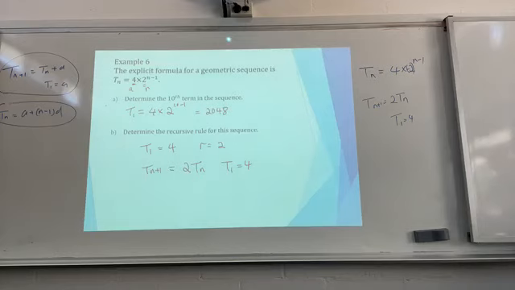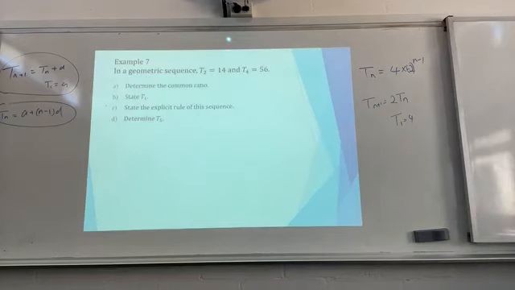All right, next, example 7. This time, you've got a geometric sequence T2 equals to 14 and T4 equals to 56. You need to determine a common ratio and then state T1, then find the explicit rule and determine T5. All right? So, what I'm going to show you is a method of doing it.